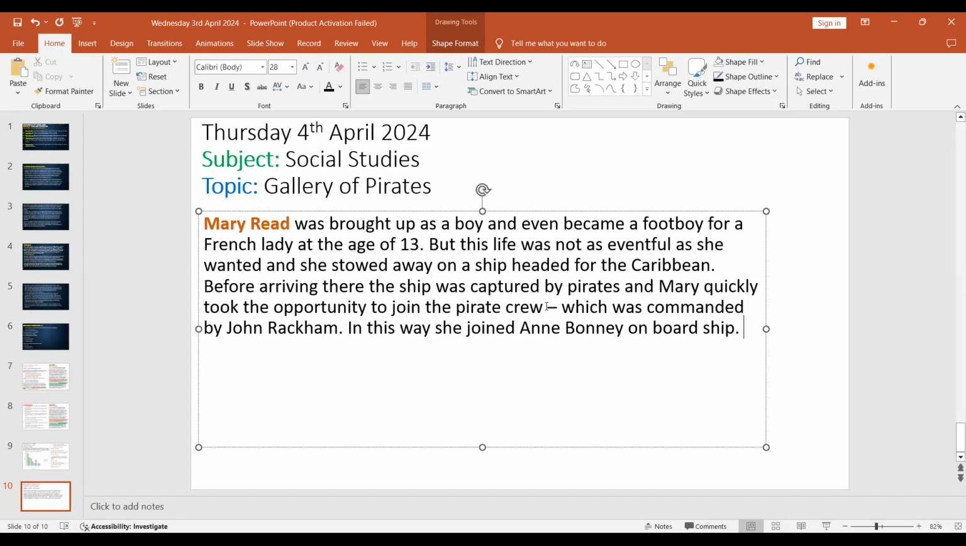And so that's how Mary Read ended up joining up with John Rackham and Anne Bonny. She was on her way to the Caribbean, seeking a more adventurous life, seeking a life with thrill, because the life that she had as a footboy wasn't as fun and adventurous. She wanted adventure. She wanted that exhilarating feeling. She wanted a dangerous life. That dangerous life, exactly.